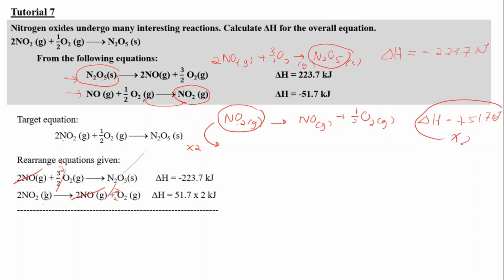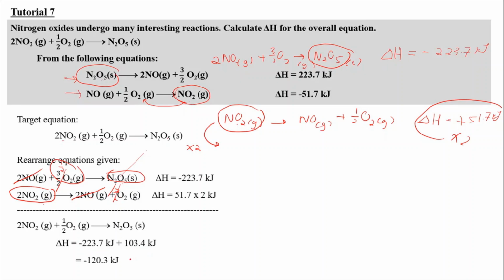So here 2NO2 plus 1/2 O2 equal to N2O5 is going to be the same as our target equation. Right? So we can add up the enthalpy together, which is negative 223.7 kilojoule plus 103.4 kilojoule, and lastly we get negative 120.3 kilojoule. All right, so the enthalpy for our target equation is negative 120.3 kilojoule.